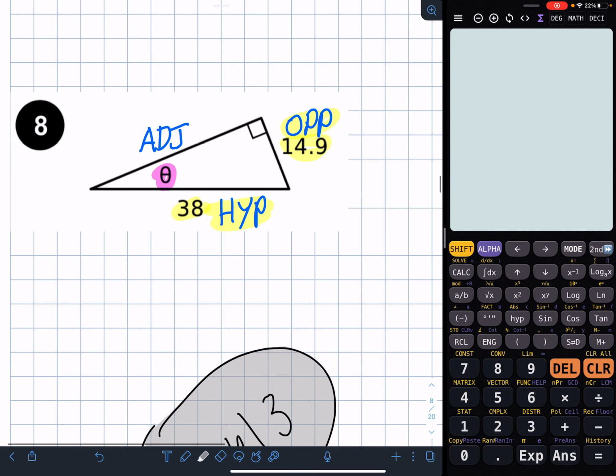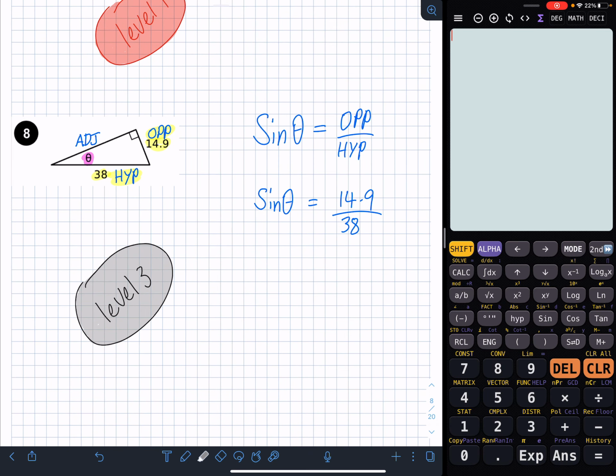We labelled the hypotenuse, adjacent and opposite sides. We discovered because it's opposite and hypotenuse, we're dealing with a sine question, and we started plugging in our numbers. And we know that it's a level 3 question because the angle is what is unknown.